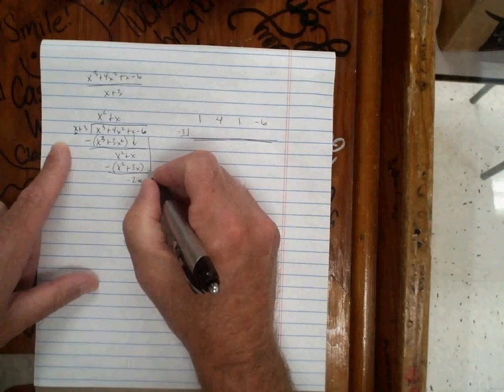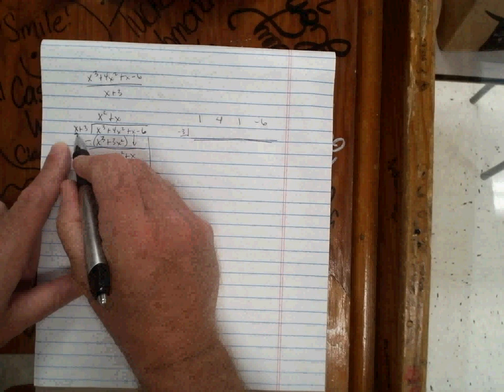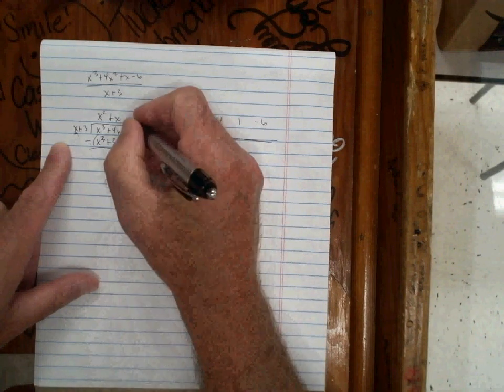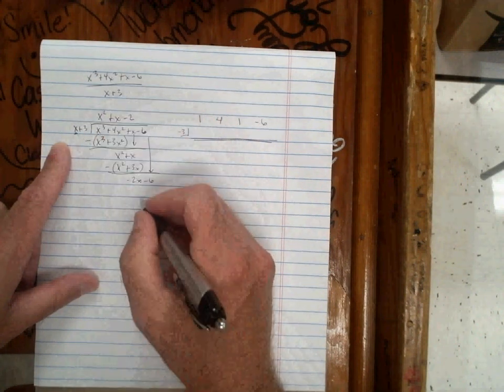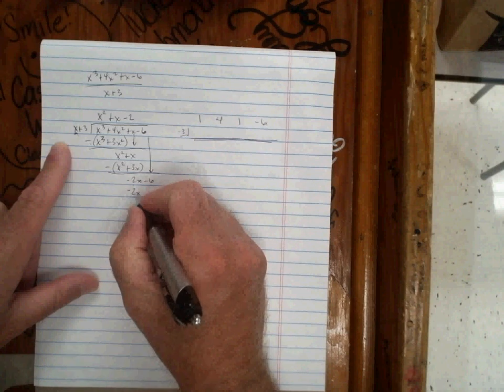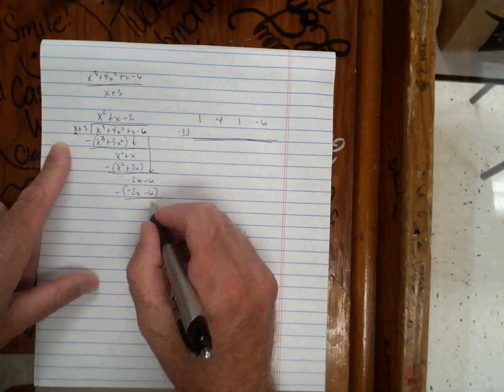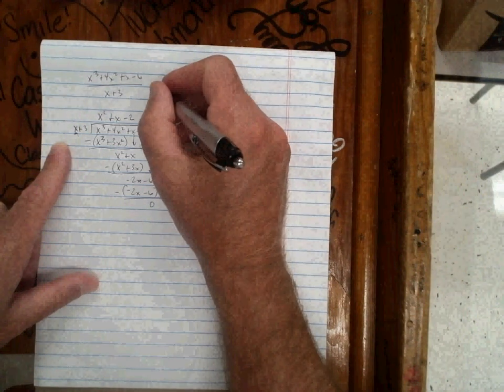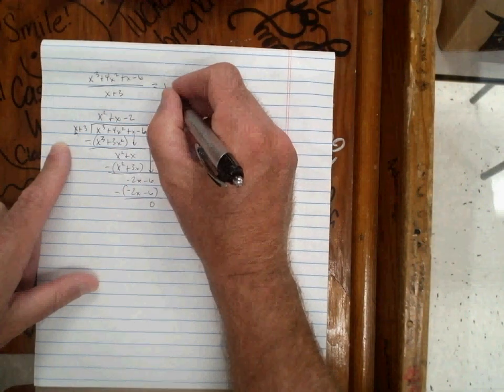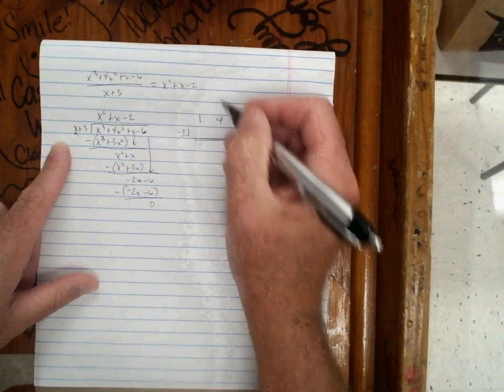Bring down the negative 6. Ask ourselves what times x makes negative 2x. That's negative 2. Multiply that times what's on the outside, get negative 2x minus 6, and when we subtract negative 2x minus 6 minus negative 2x minus 6, our remainder is 0. So this equivalent form is x squared plus x minus 2.